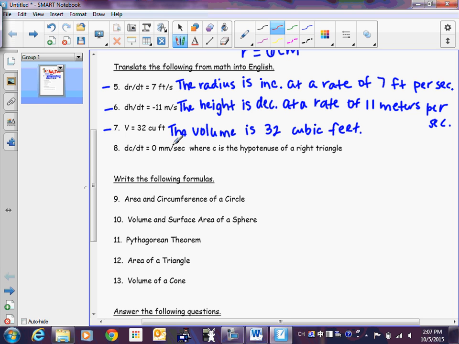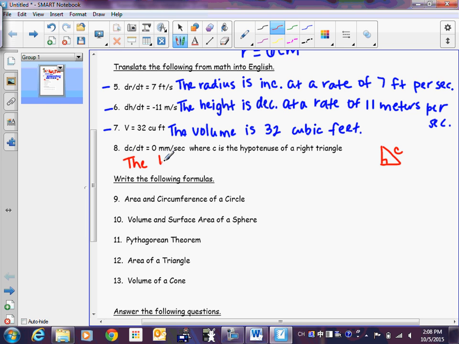Okay, so number 8 says dc over dt equals 0 millimeters per second, where c is the hypotenuse of a right triangle. So here we have a right triangle. Here's c. And what's happening to c? Is it increasing? Is it decreasing? What? It's not changing.